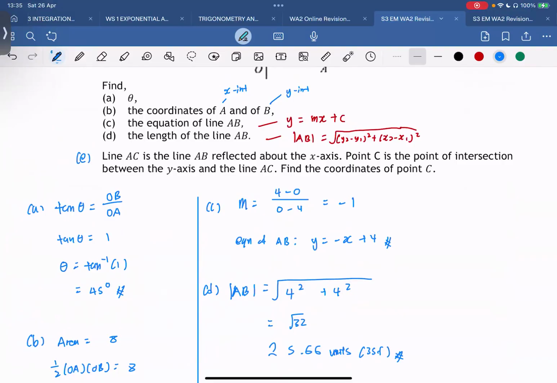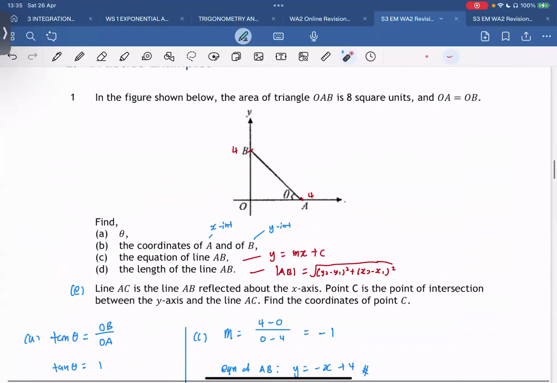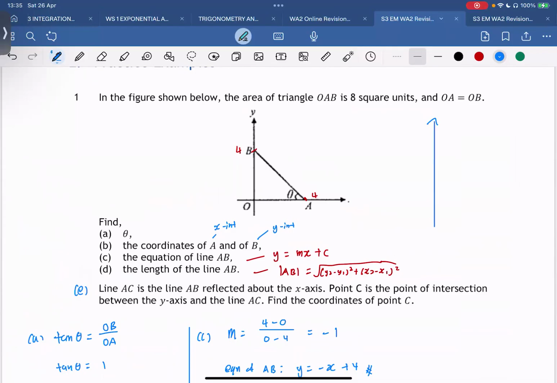And finally, part E. The question tells us that line AC is the line AB reflected about the x-axis. So to understand this information, I will try and draw it out to help you visualize. Previously we have AB. Line AC is the line AB reflected about the x-axis. So just pretend the x-axis is like a mirror. If I reflect it about the x-axis, I'll get another line like this. So this line will be AC.